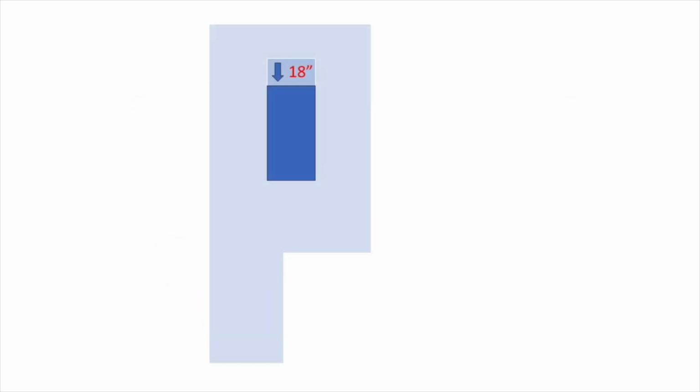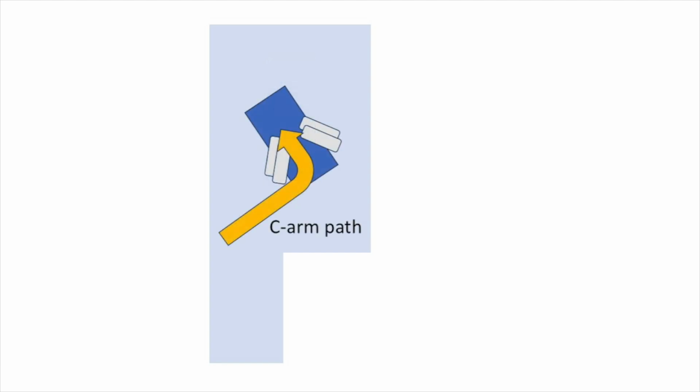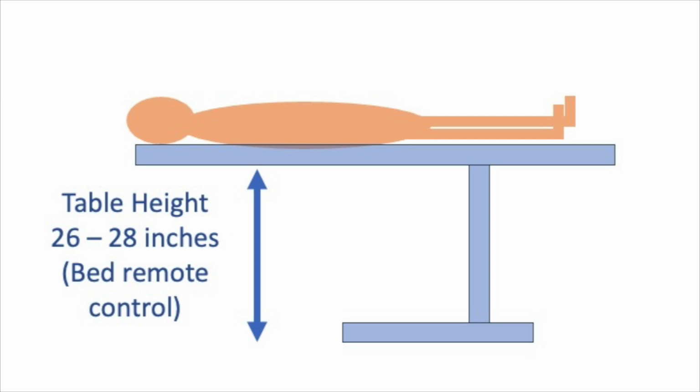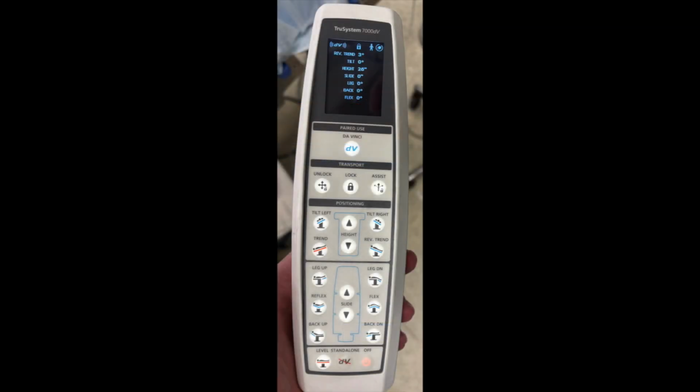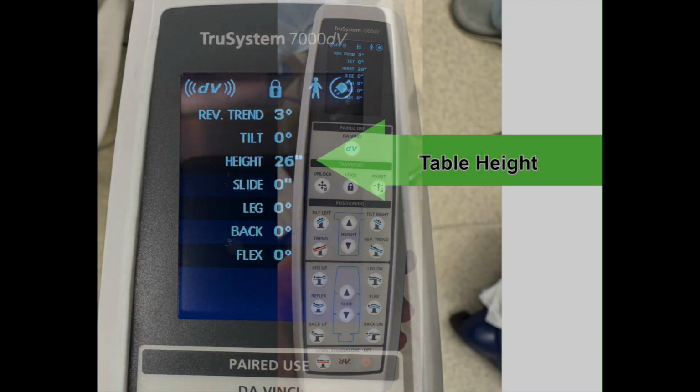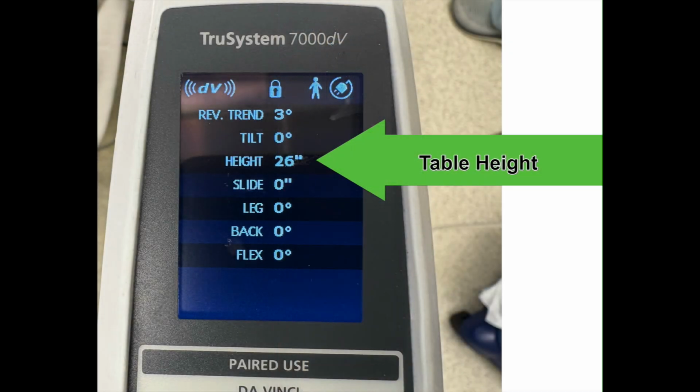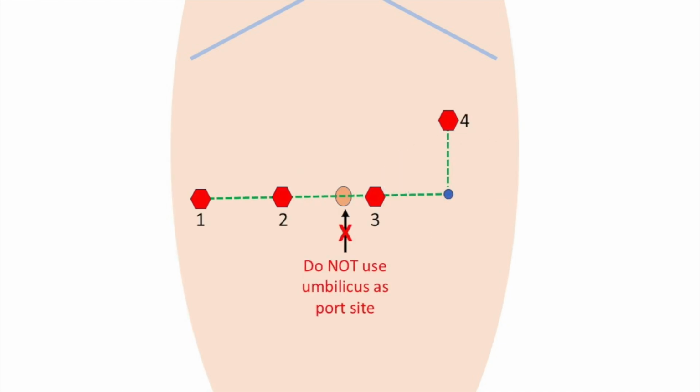Ideally, move the table 12 to 18 inches closer to the C-arm access door and orient the table to an approximately 30-degree oblique angle. The table height must be set to 26 to 28 inches. This measurement is automatically viewable on the handheld controller at the head of the table. Port placement is usually at the level of the umbilicus. However, do not use the umbilicus itself for any port.